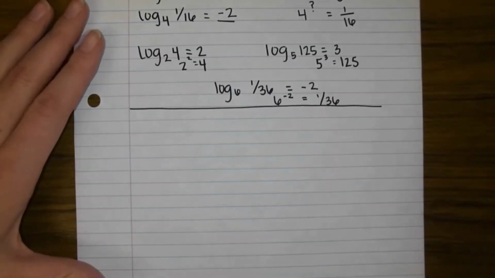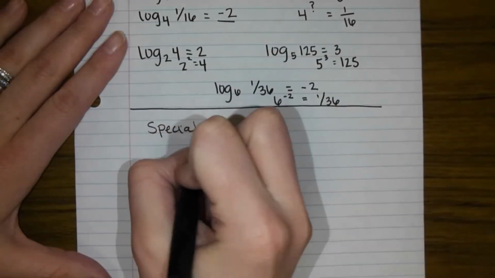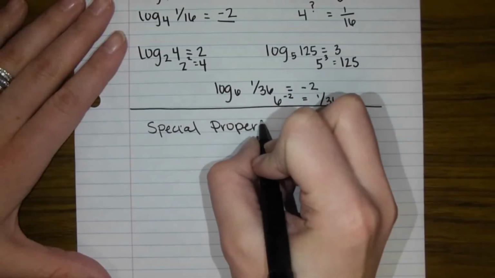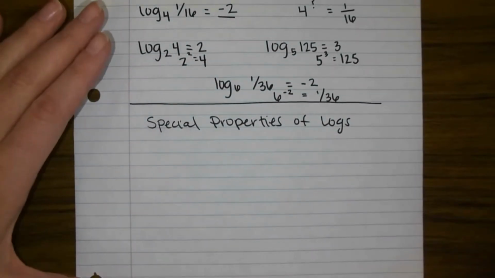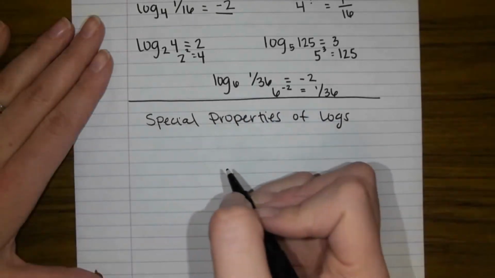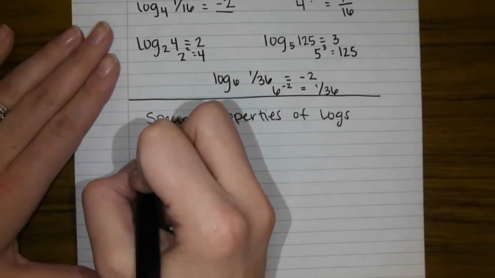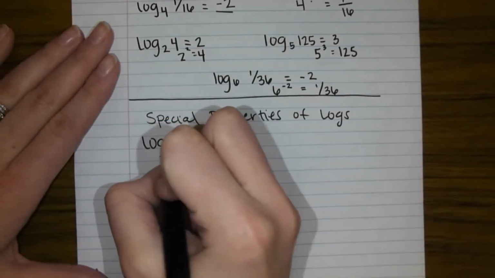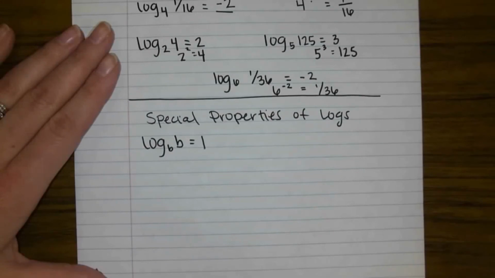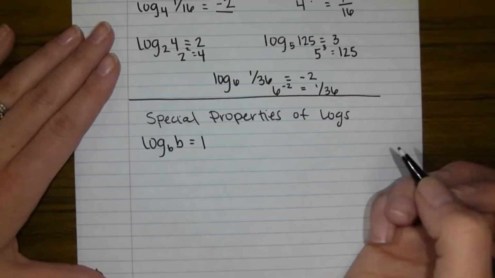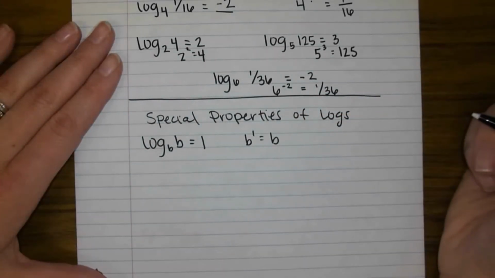Let's spend some time talking about special properties of logs. So we've got a few of them. And I'll just write on here special properties of logs. My first one is if I have a logarithm of base b, so if I have log base b of b, this always equals 1. Every single time. If these numbers are the same, it equals 1 because b to the first power always equals b.